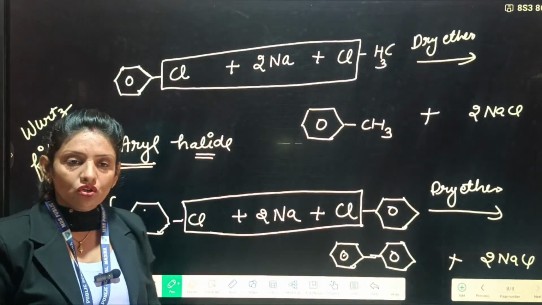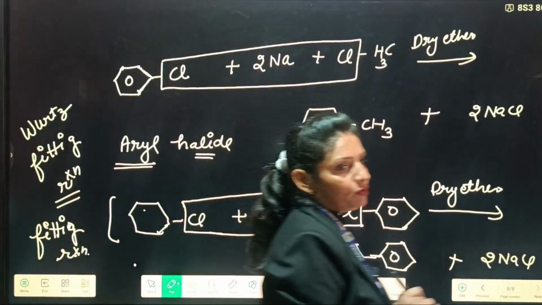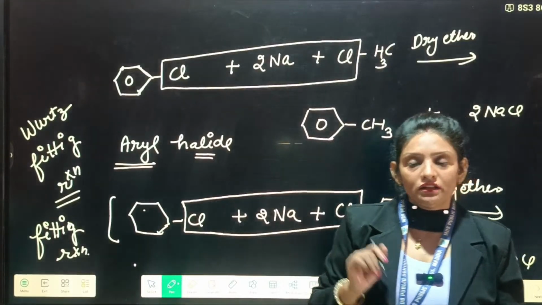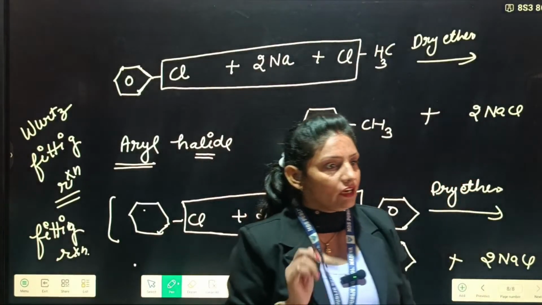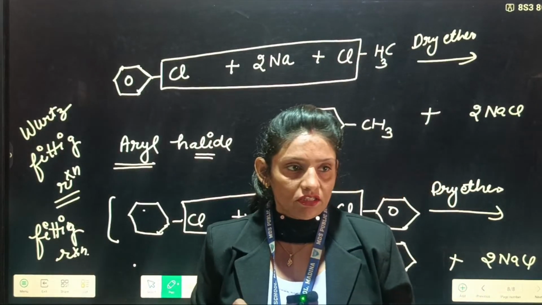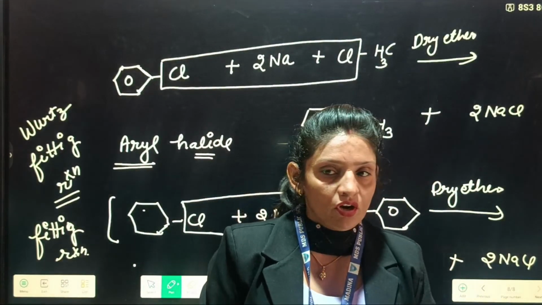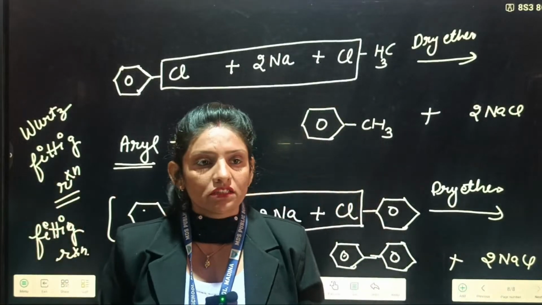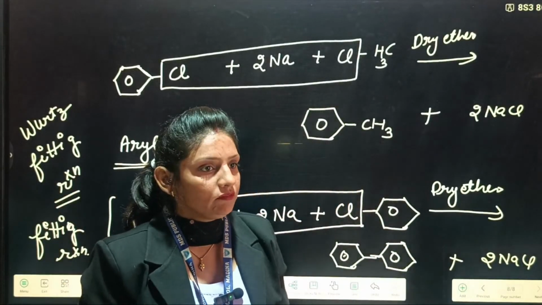Clear or not? So today we have done three methods of preparation. First from unsaturated hydrocarbon, second from Grignard reagent, and third one is the naming reaction, that is the Wurtz reaction. Some more methods are there. We will discuss them tomorrow.